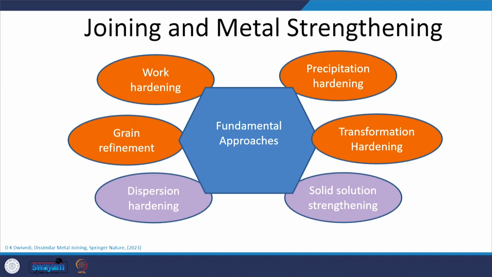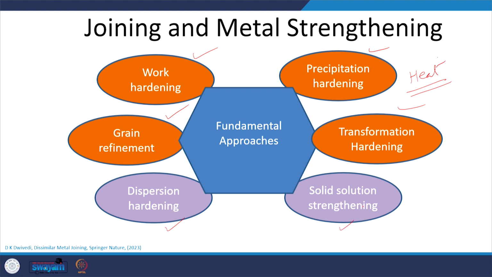Okay. So, this is what I was talking about. The different metals are strengthened by different approaches. So, these are the common approaches: work hardening, precipitation hardening, grain refinement and transformation hardening. These highlighted ones indicate that they are affected by the heat when the joint is developed, but the effect of heat is not much when the metal is strengthened by dispersion or solid solution strengthening.